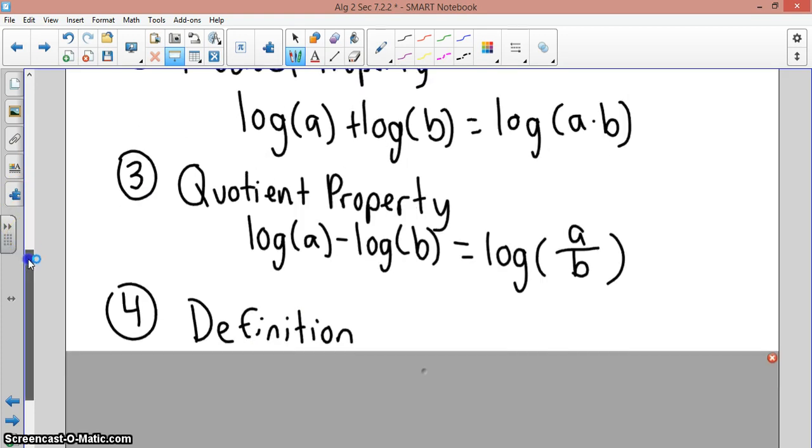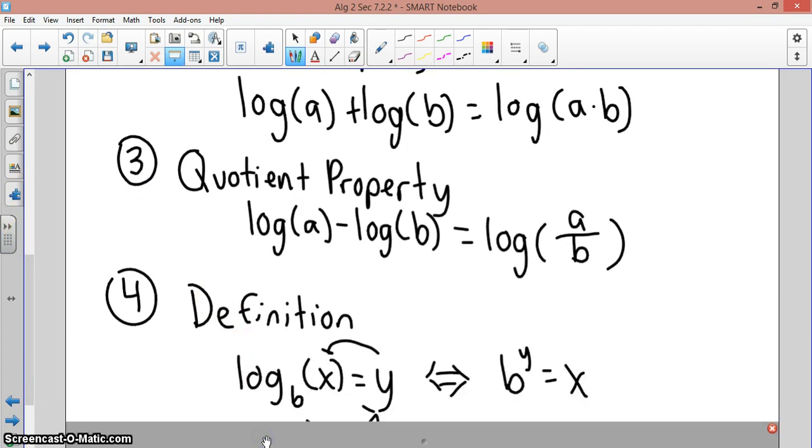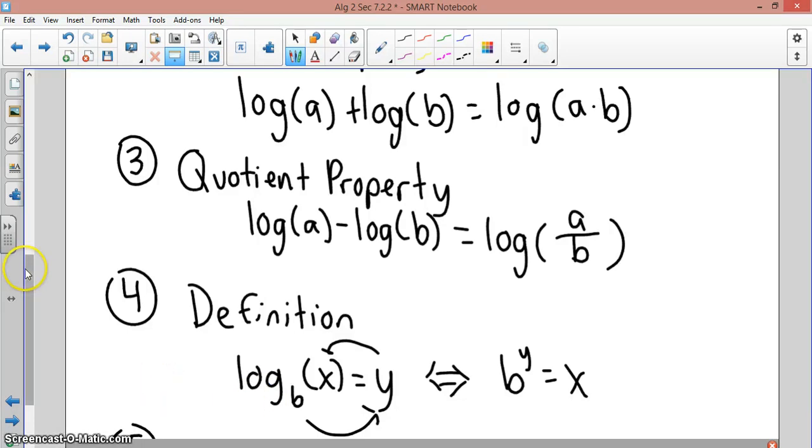We also have our definition of log, which is considered a property. That would be just doing the circle dance, or the bay. Log base b of x equals y is equivalent to b to the y equals x. And we've talked about that a lot last chapter.